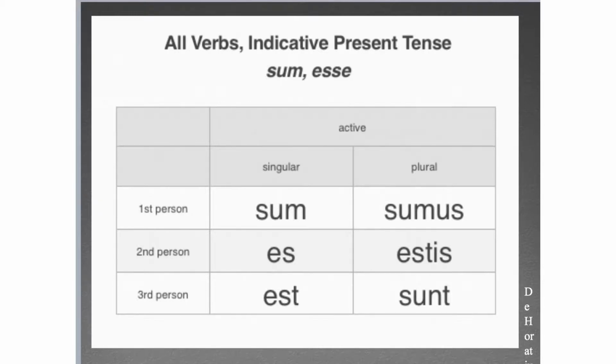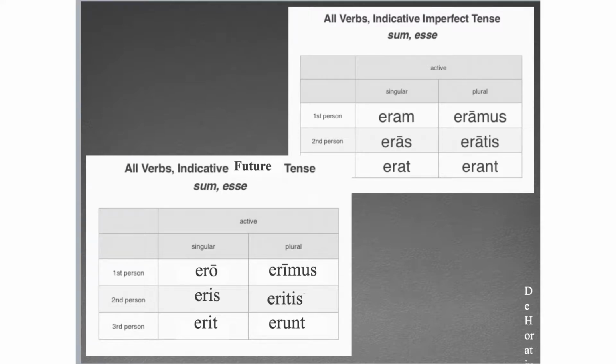You might remember that sum, esse is an irregular verb, in that its forms don't necessarily follow the patterns that we've learned. This is going to be the same for the future. The good news, though, is that you're not going to have shifting stems as you did in the present. So for the imperfect, you're going to essentially have a stem of era, and then you'll add the endings to which you're accustomed.